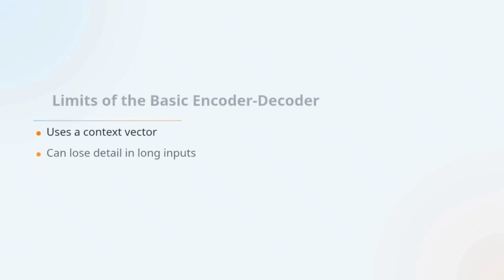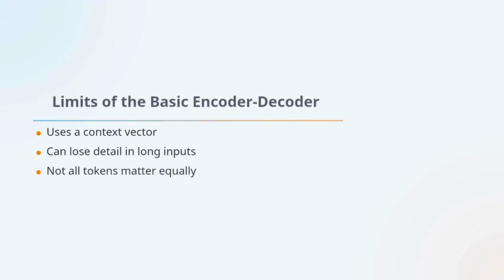The traditional encoder-decoder model converts the input into a context vector and passes that summary to the decoder. This works, but with long or information-heavy sequences, a single fixed summary can become a bottleneck. Also, during generation, not every part of the input is equally important. That limitation is one big reason attention became so important.